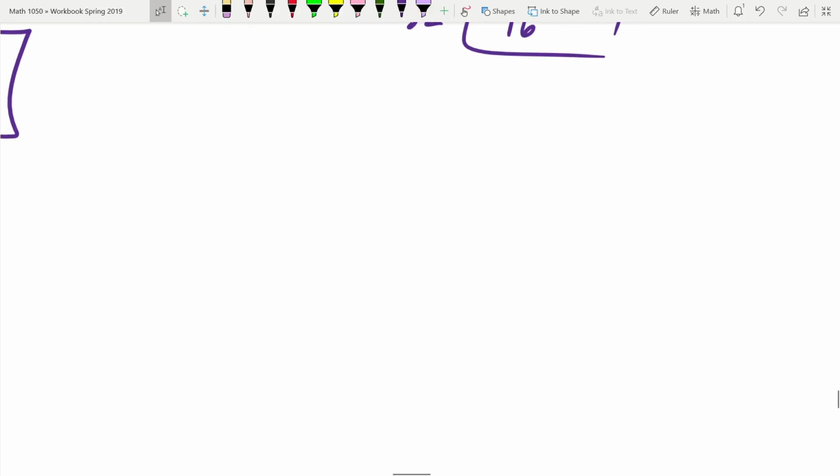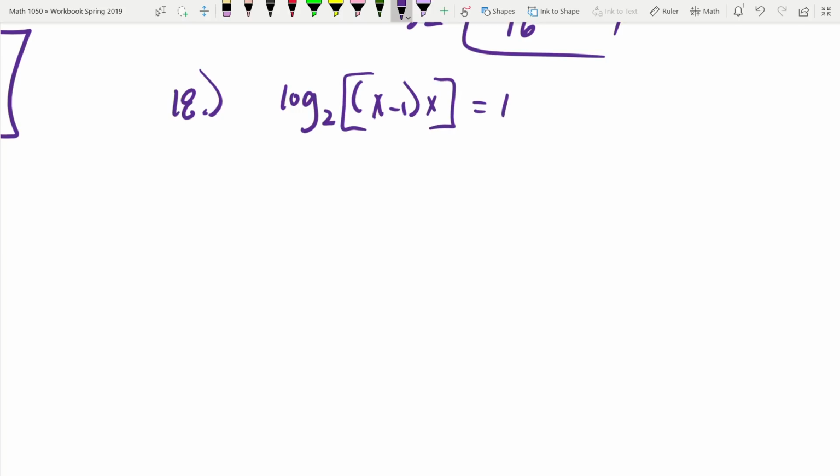Question 18. Two logs and a number that's not a 0, condense and convert. So it's log base 2 of x minus 1 plus log base 2 of x equals 1. The way I wrote that is kind of awkward. It's typical to put the x in the front. Now I convert. So 2 to the first equals x times x minus 1. Distribute: x squared minus x. Pull the 2 over. Minus 2 equals 0.